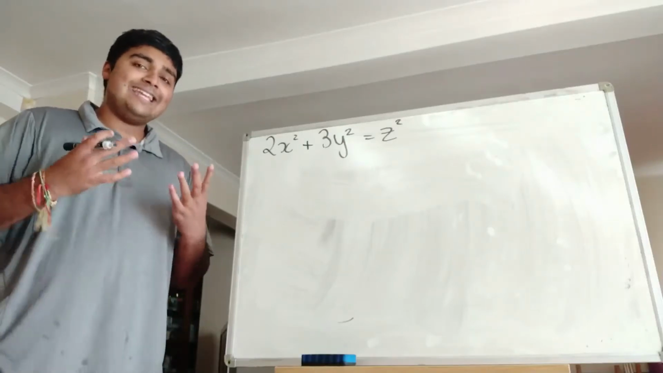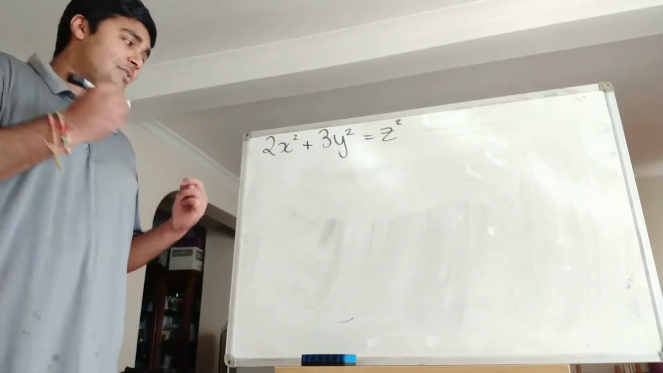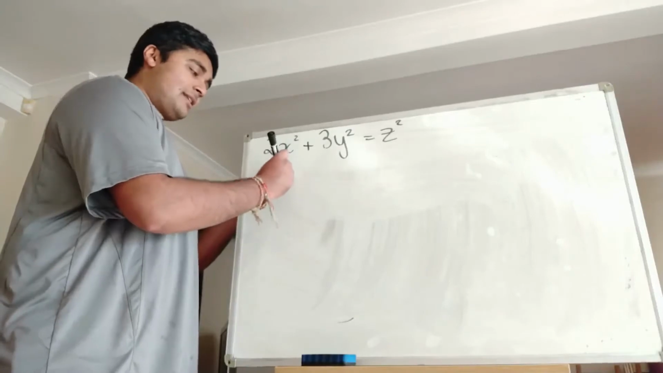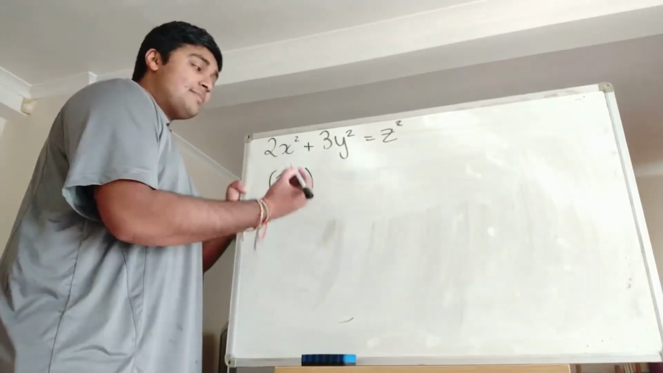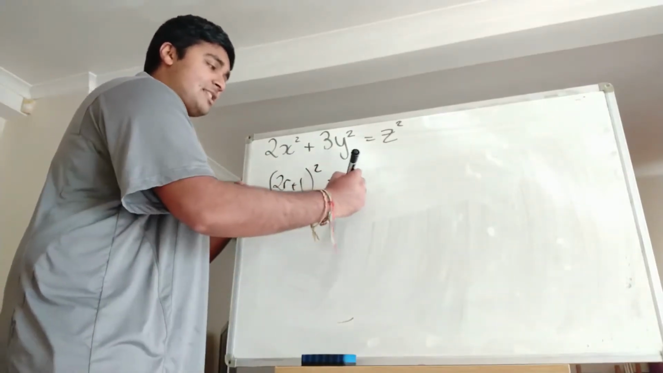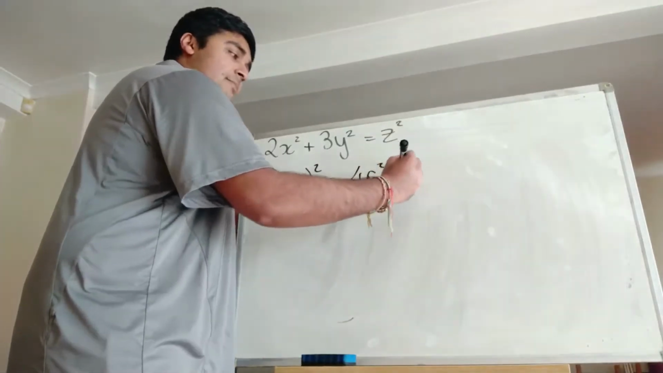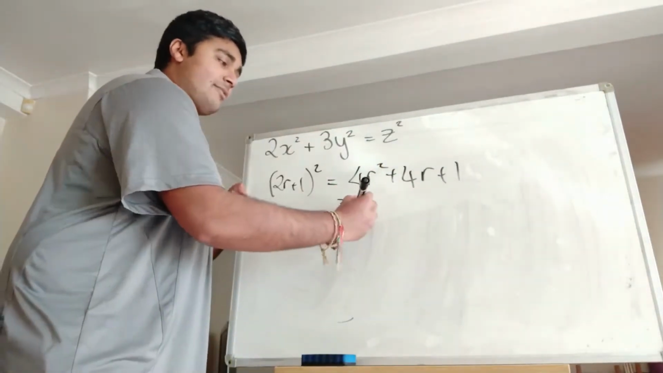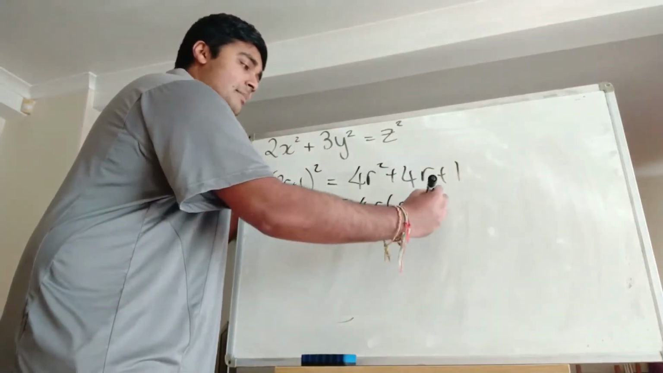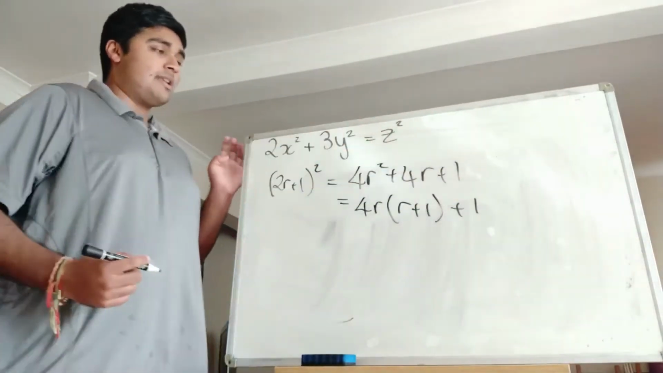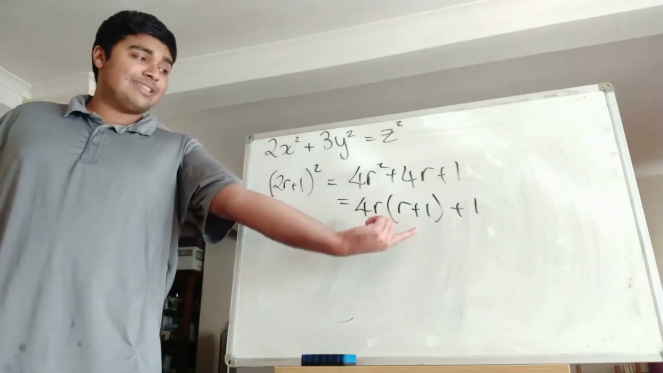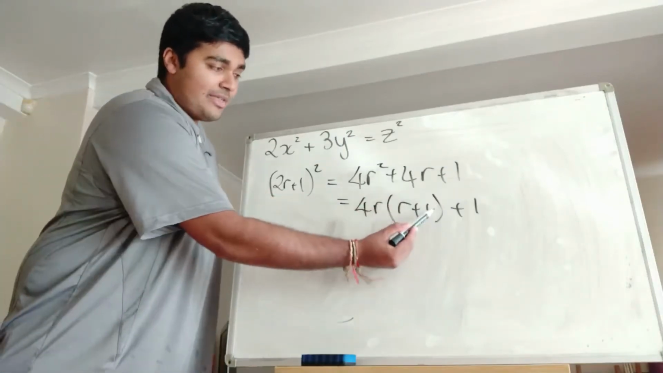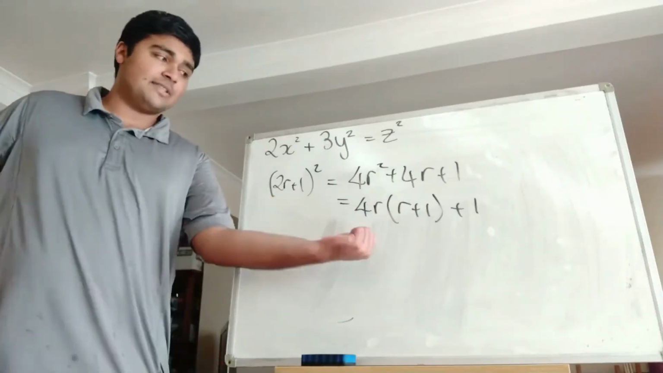So we're going to take any odd number to start off with. Any odd number will be something like 2r + 1. If we square it, that's just going to be equal to 4r² + 4r + 1, like so. But notice that this is just 4r(r + 1) + 1. Of course, this whole thing is a multiple of 4 because of this 4 here.